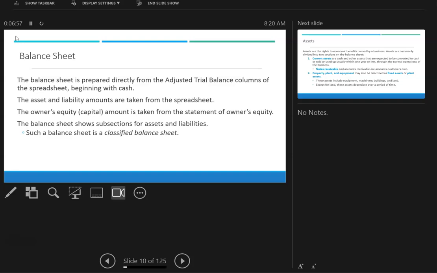After we do that and we have the ending balance of the owner's equity account, then we prepare the balance sheet. The balance sheet will come exactly from the adjusted trial balance. It'll show us our cash, all of our assets, all of our liabilities, but we'll get the owner's equity portion from the statement of owner's equity. Okay?